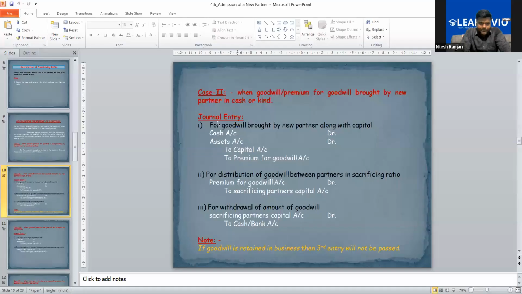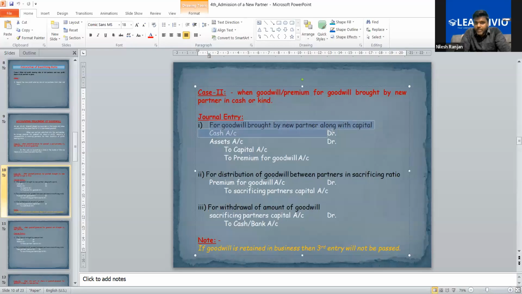Okay, so you can see all the journal entries. First is for goodwill brought by the new partner along with capital. So cash account debit, assets account debit, to capital account, to premium for goodwill account. This is the entry. Actually, it is to the capital account of the partner who is bringing the capital. So to partner's capital account.